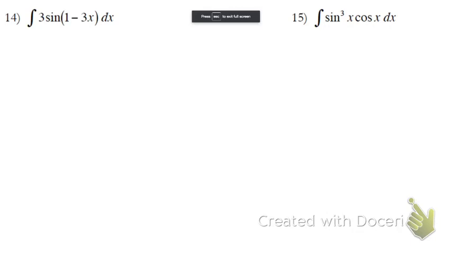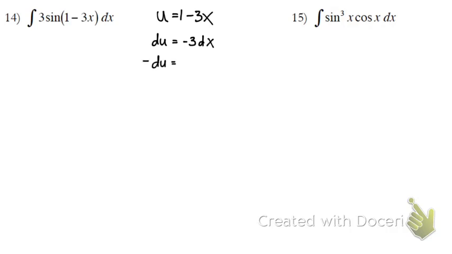Slide 14, the parentheses are a little bit more apparent in this case. So u is equal to 1 minus 3x, the inside of the parentheses. The derivative of that, du, is equal to negative 3 dx. Now, I actually do want that 3 in there because I have that extra 3 in front of the sine, but I don't want the negative. So I'm going to get rid of the negative by dividing it to the other side. So that's negative du is equal to positive 3 dx.